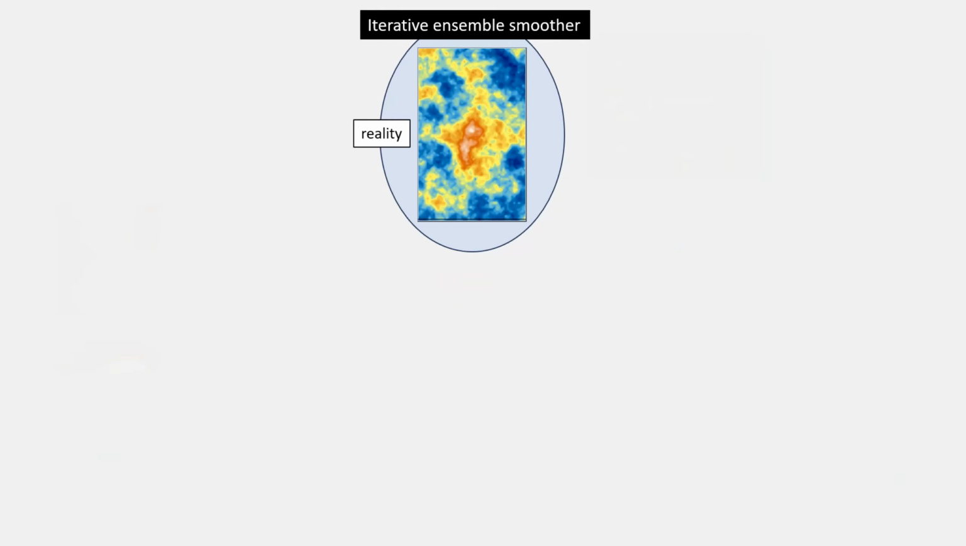But then, especially more recently, people are using ensemble smoothers a lot more. The mathematics behind them is fairly similar, but they achieve different objectives, and there's a video about the mathematics behind the ensemble smoother in this series.